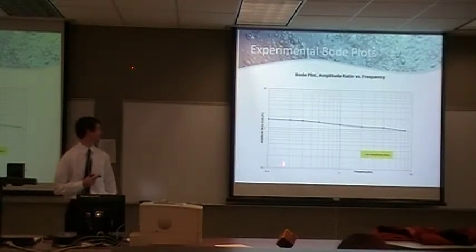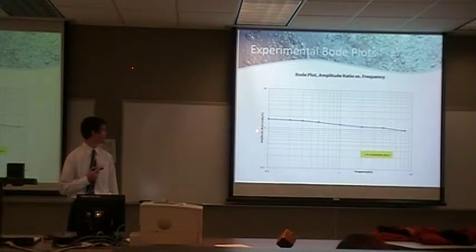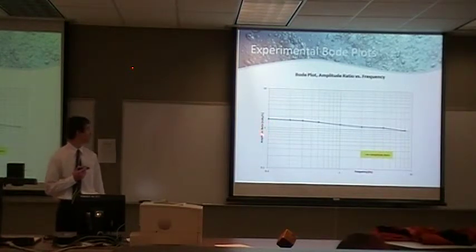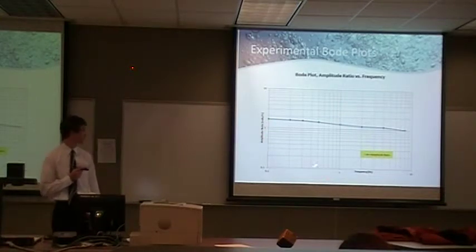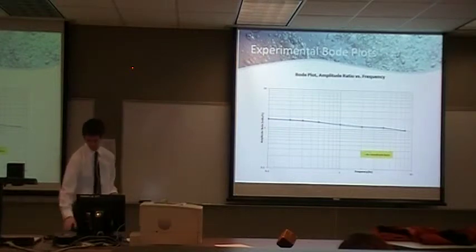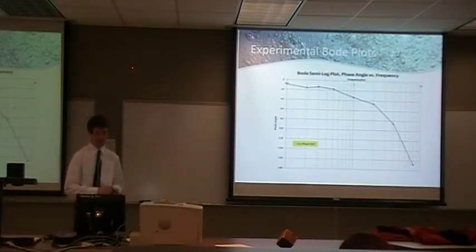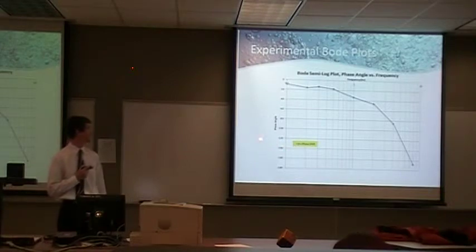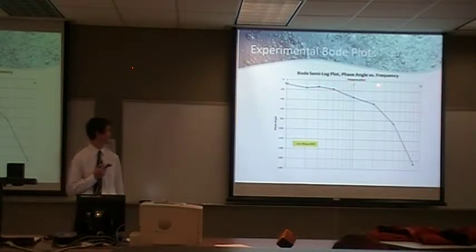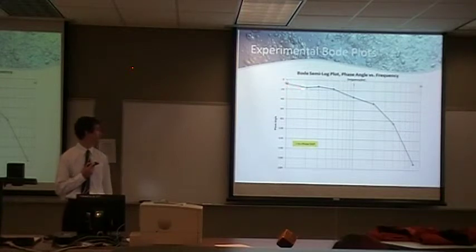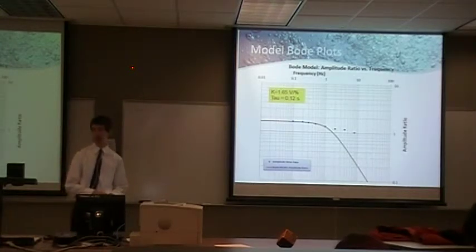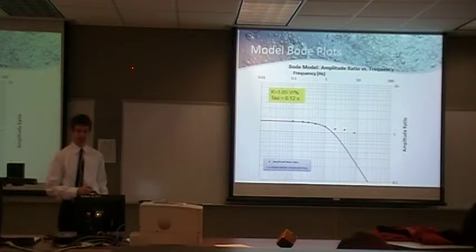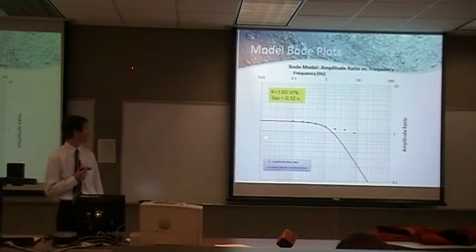At different frequencies, we were able to find different amplitude ratios and plotted them on a Bode plot, logarithmic axes on both the y and x axis. And we also plotted the phase angle versus the frequency. The frequency is in logarithmic axis. And from here, we could take a model and try to fit our experimental data.